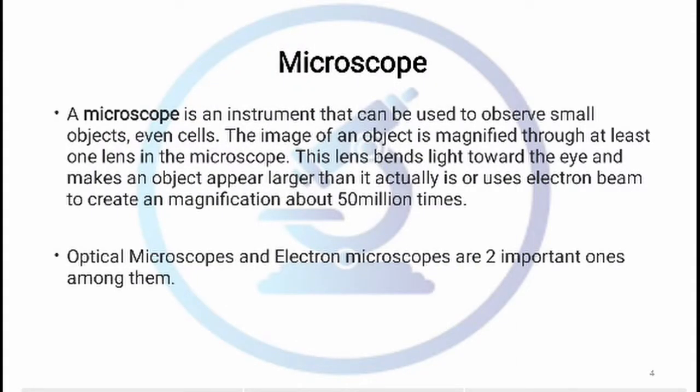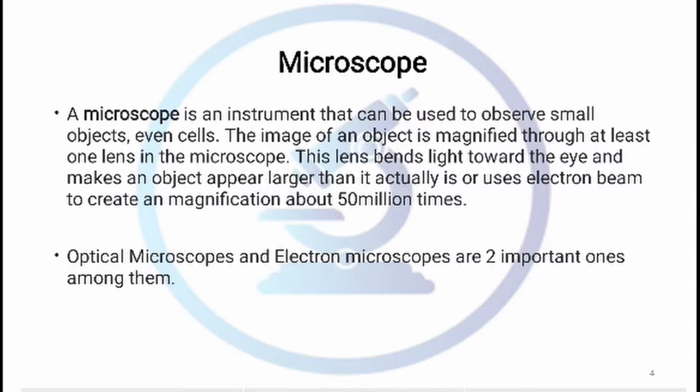So before moving into optical microscope, let me introduce what is microscope. A microscope is an instrument that can be used to observe small objects, even cells. The image of an object is magnified through at least one lens in the microscope. This lens bends light towards the eye and makes an object appear larger than it actually is, or uses an electron beam to create a magnification of about 50 million times.